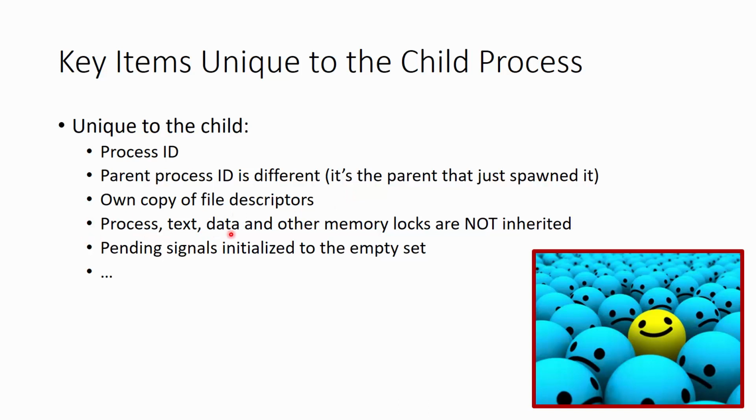All of the process text and data and other memory locks are not inherited. So if there's any locks that were set up for the previous process, those are undone. And any pending signals are initialized to the empty set. So if there was a signal that was just about to hit the parent process and it hadn't yet been processed, and you forked to a new child, that child will not receive the signals that the parent is going to be hit by.